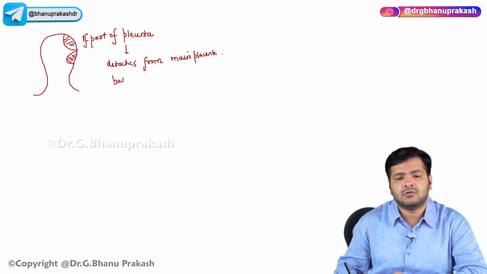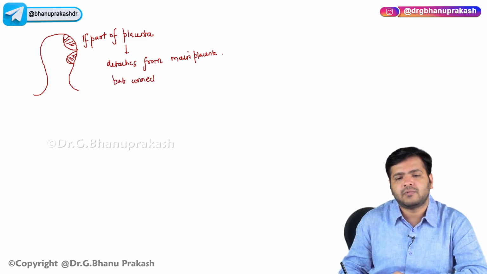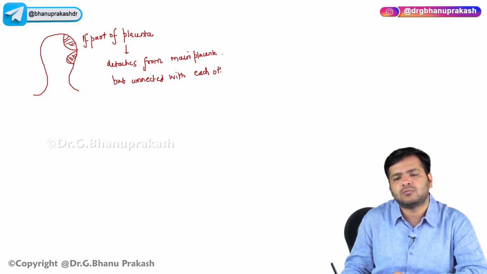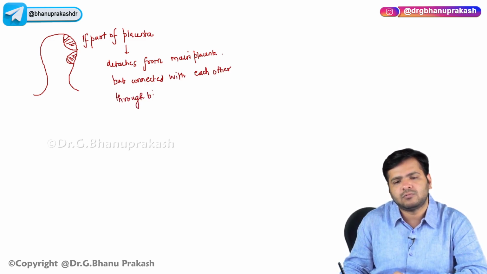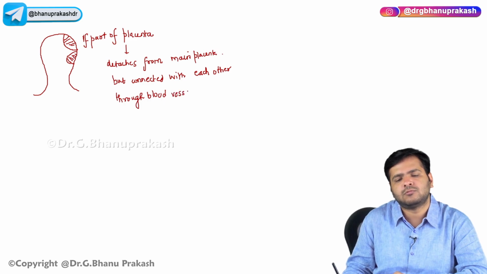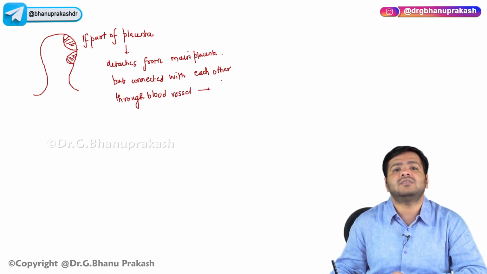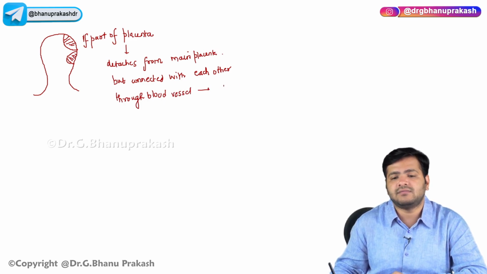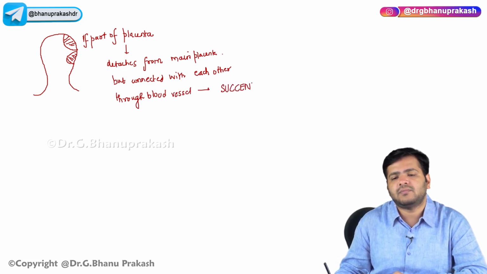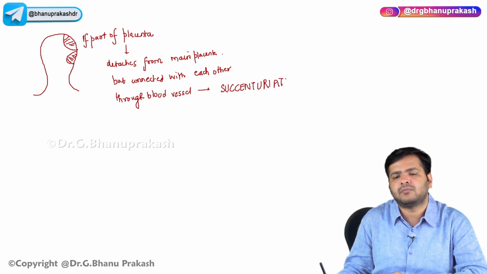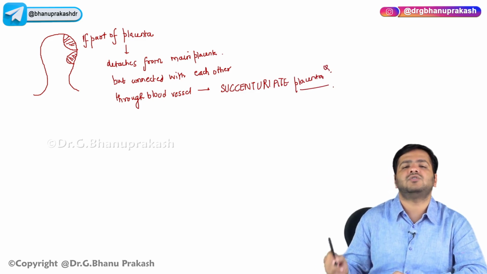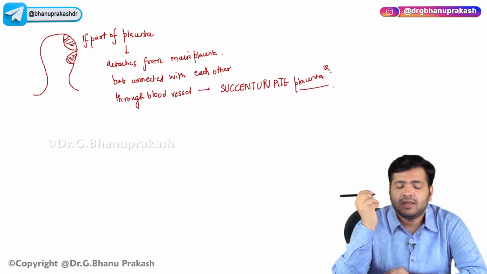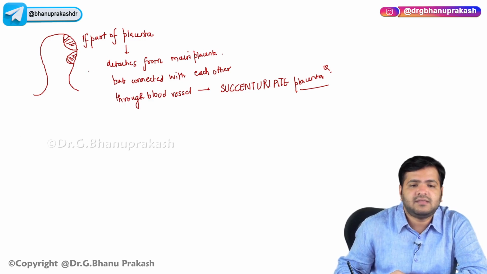These two parts are connected with each other through blood vessels. So this is called circumvallate placenta. Now let's take up another case.